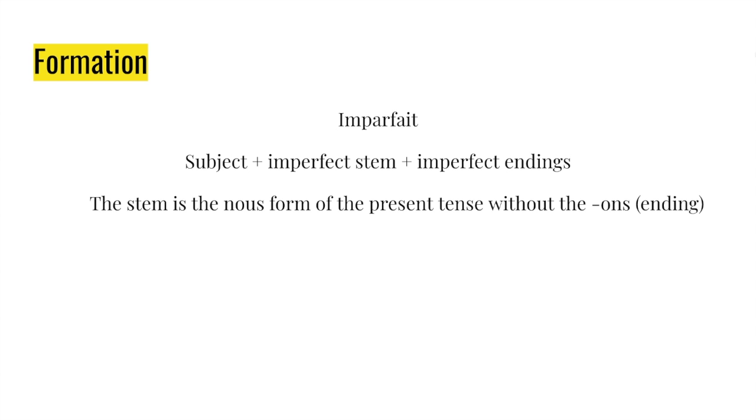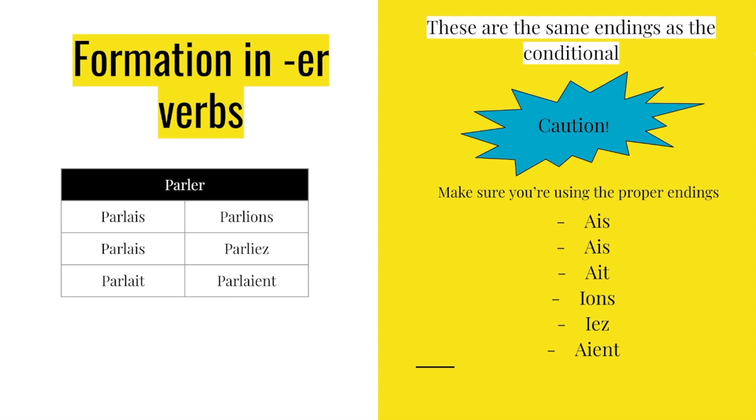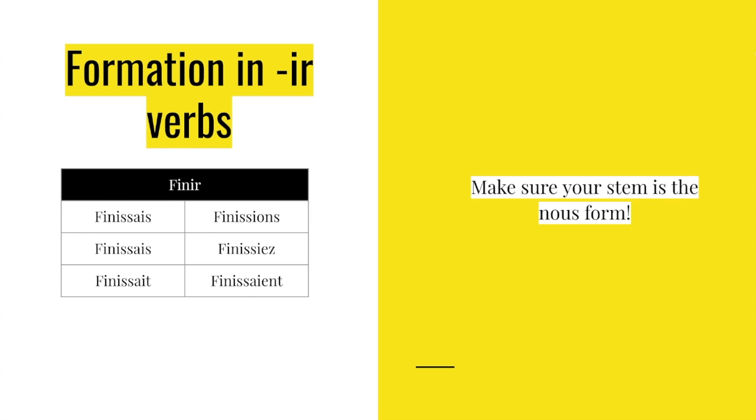Now on to the imperfect. The imperfect is formed with the subject, the imperfect stem, and the imperfect endings. The stem is the nous form of the present tense verb without the ONS. The imperfect endings are AIS, AIS, AIT, IONS, IEZ, AIENT. With the IR verbs, just watch your stem. You need to have the ISS because your stem comes from the present nous form.